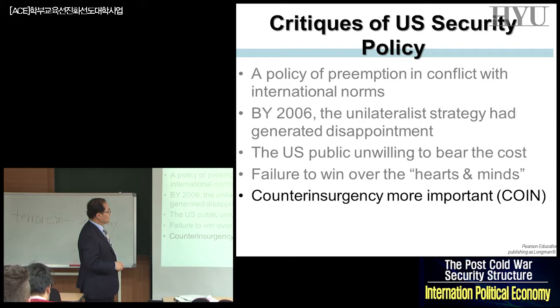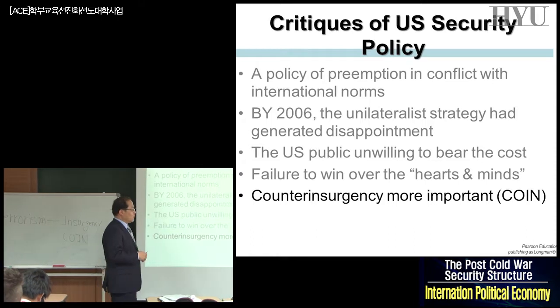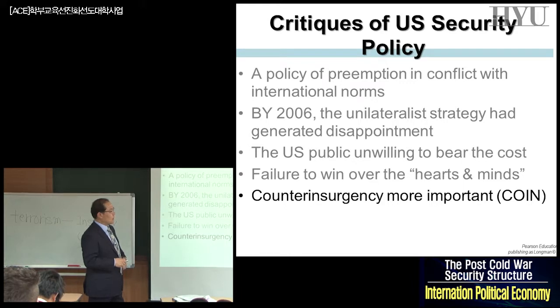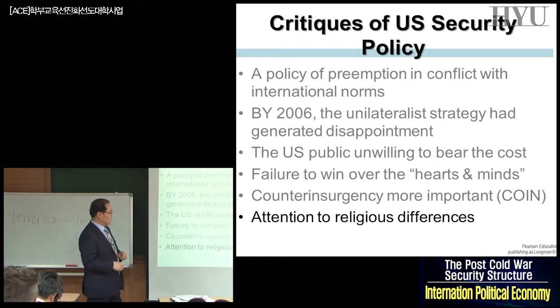I think we went over this, right? Hearts and minds important, COIN is important, counterinsurgency. Okay, counterinsurgency. In Iraq and Afghanistan, even Americans were losing patience, right? Because the cost of managing the Iraq and Afghanistan conflict was high. So even Americans were unwilling to bear the cost. Right. We need attention to religious differences.